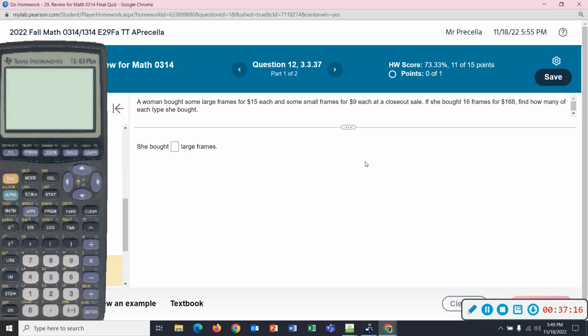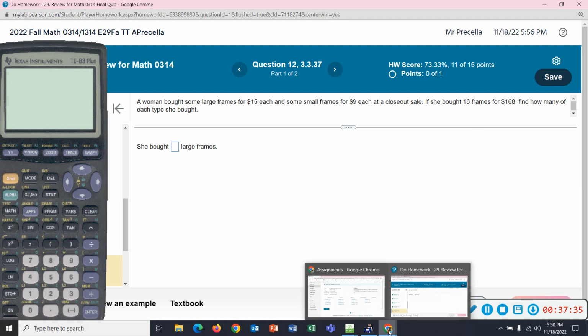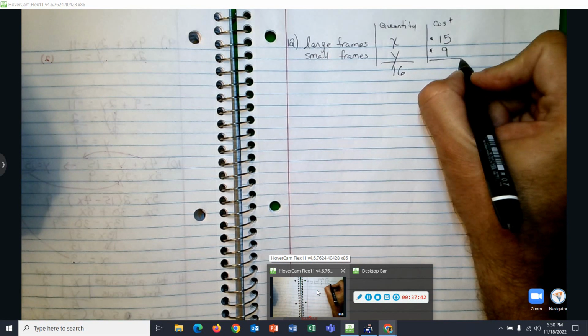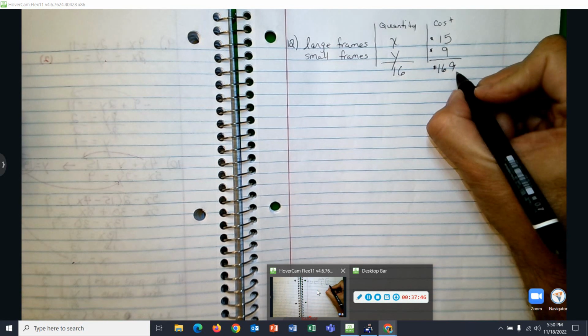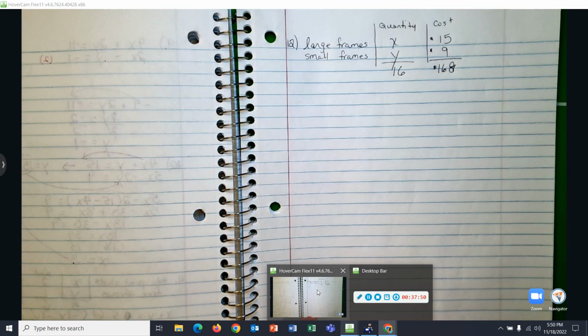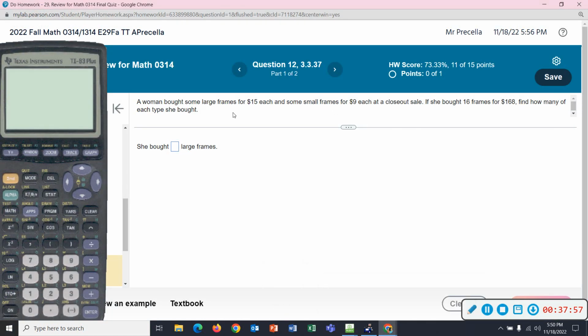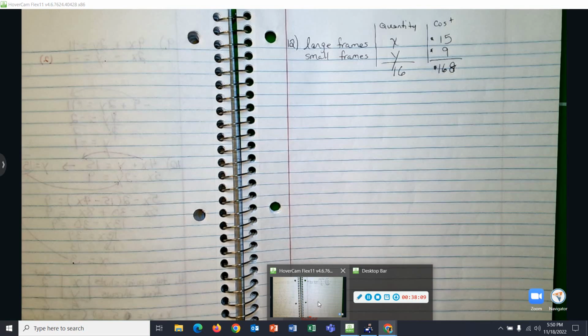Now we better have some totals. She bought 16 frames total for $168. So the 16 is going to go in the sum of the quantity column. And the 168 is the sum for the cost column. Oops. So the 16 is the total for the quantity. And the 168, oops, I wrote 169. The 168 is the total cost. Okay, let me make sure I wrote all those numbers correct. $15 and $9, 16 frames total, $168. Okay.